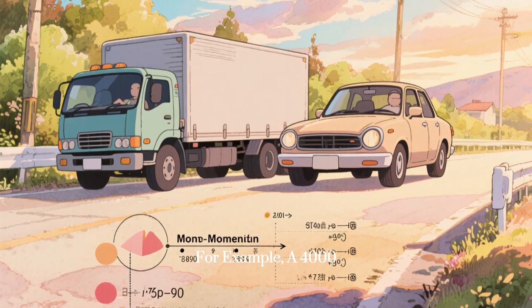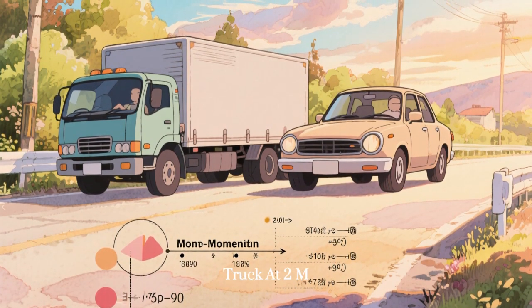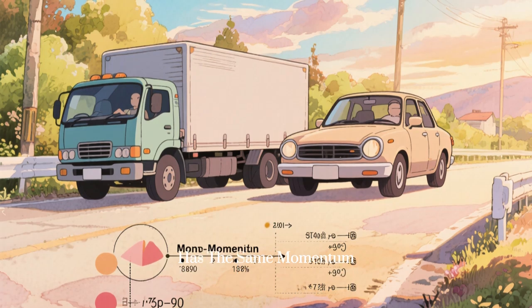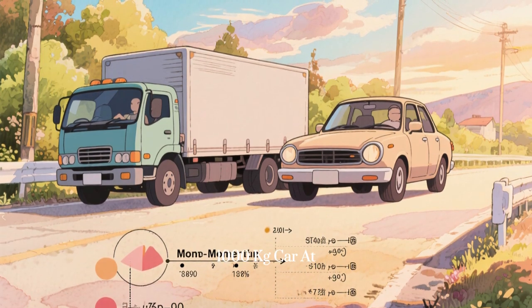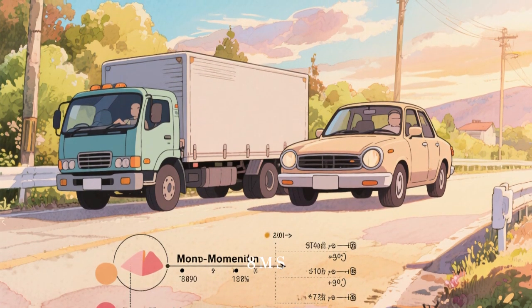For example, a 4,000 kilograms truck at 2 meters per second has the same momentum as a 1,000 kilograms car at 8 meters per second. This means stopping them would require the same impulse.